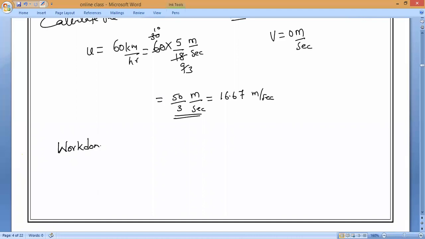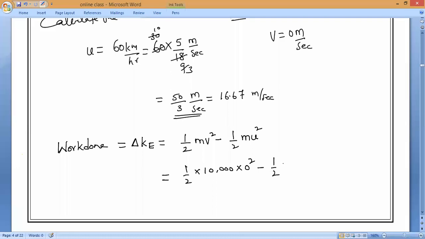So what is that formula? What is the theorem name? Work energy theorem. Work done is equal to change in kinetic energy, by the work energy theorem: half m v square minus half m u square. So half into mass, which is 10,000, into final velocity 0, minus half into 10,000 into velocity, 50 by 3 whole square.